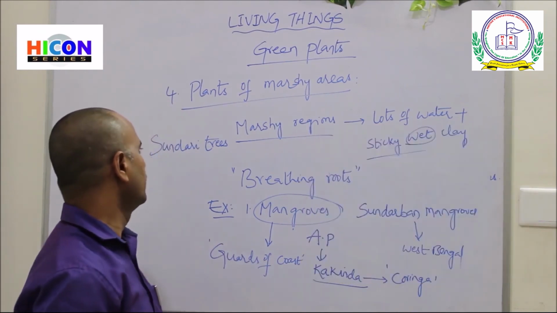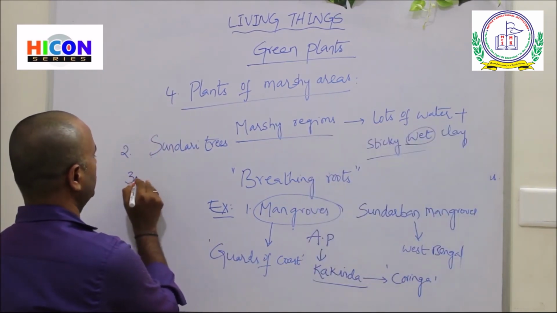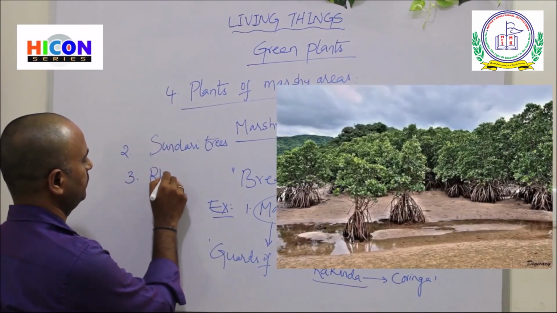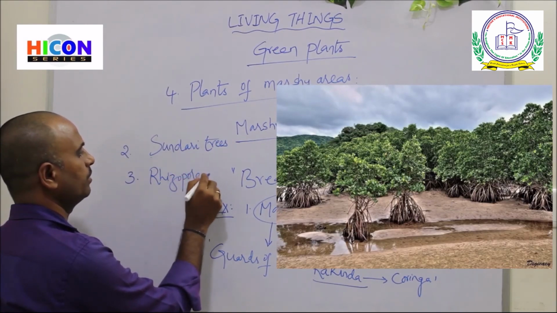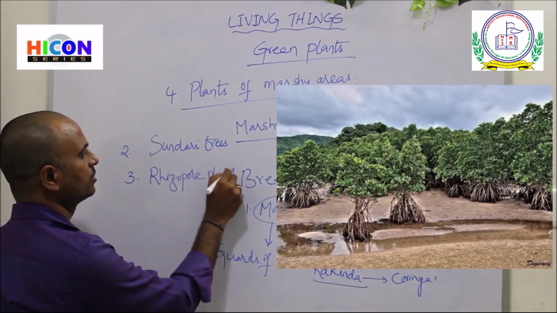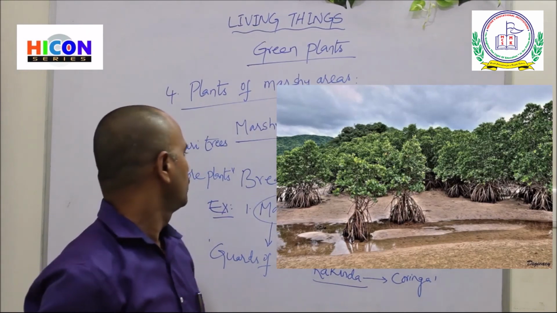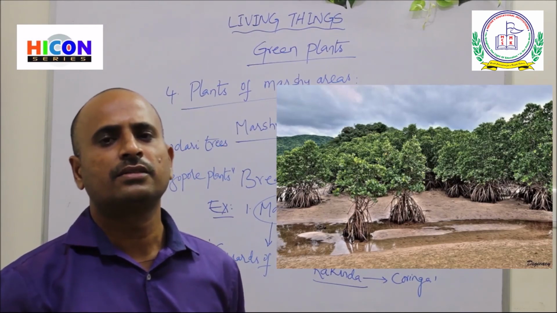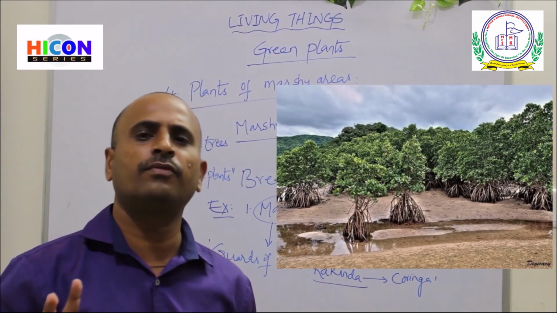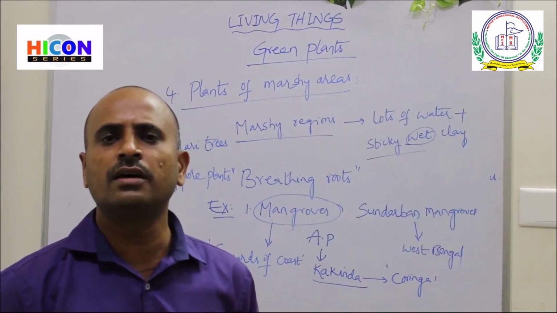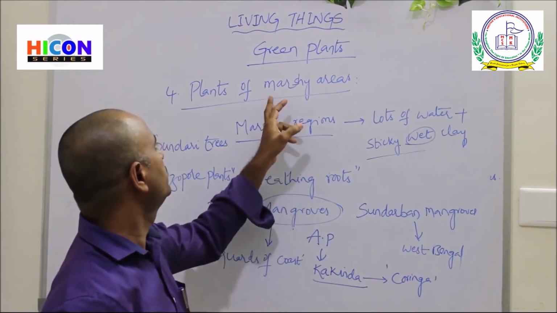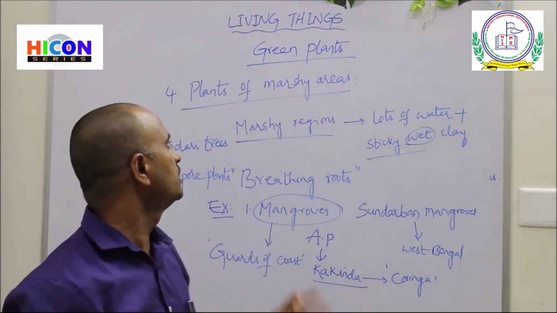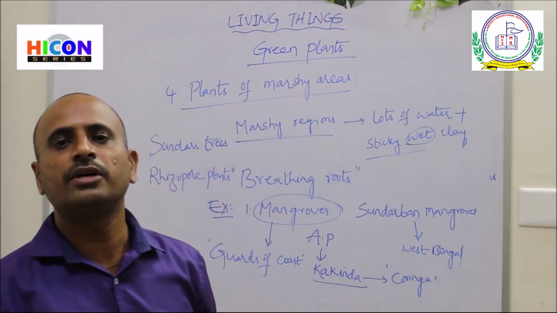Next, the third example is rhizophora plants. These also look like mangrove plants. Look at the picture. In the picture you are observing rhizophora plants. So all these are examples of marshy plants, that means the plants growing in marshy areas.